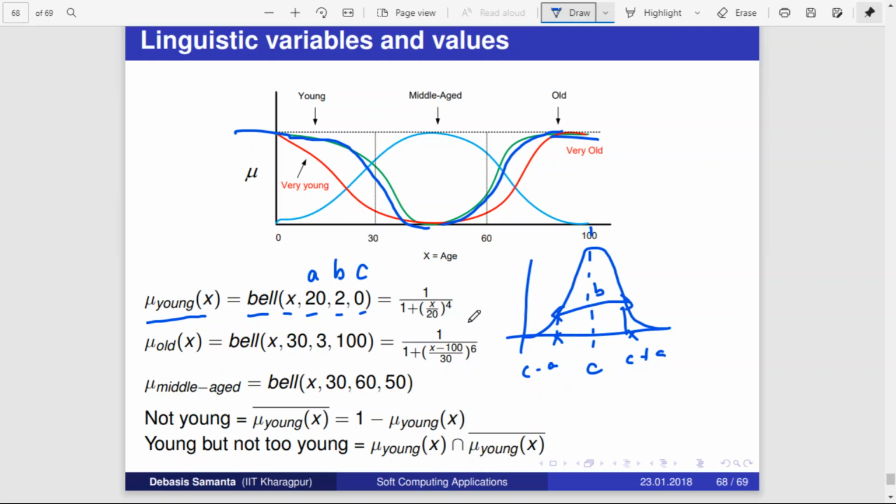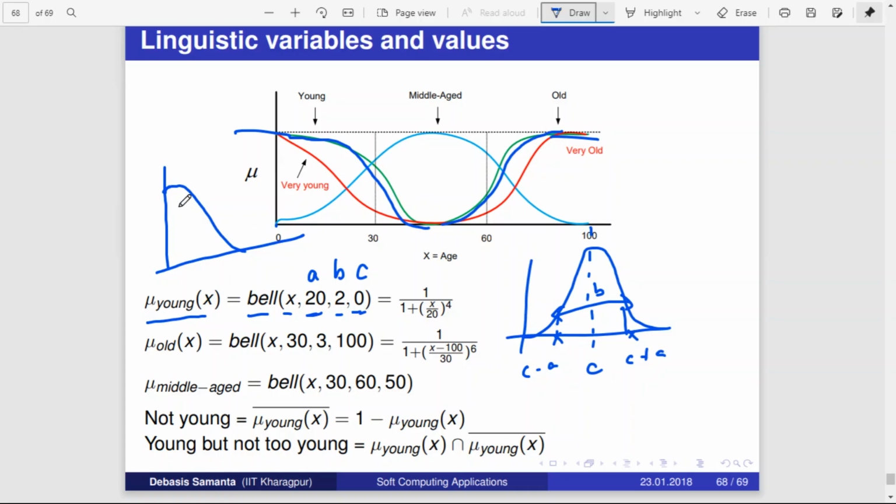Here we take 20 as a, b is 2, and c is 0. C is 0 means this point. When you plot, c is 0 means it is here. It means your graph will look something like this. The shape is like this.